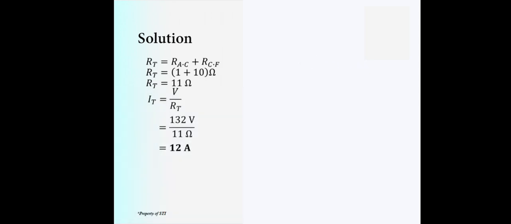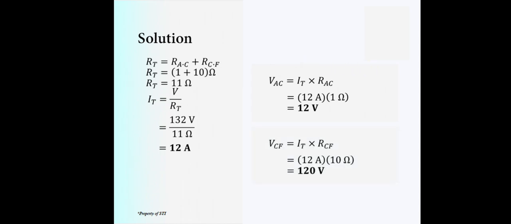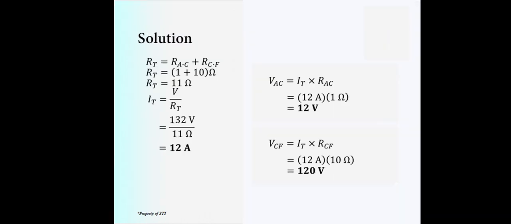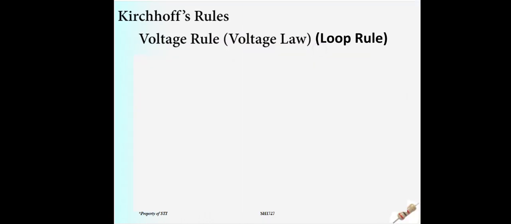And therefore, for the current we have 132 volts divided by 11 ohms. So therefore, we have 12 amperes. And the voltage from point A to C is simply 12 volts, and for the voltage from C to F, we have 120 volts. Okay? Naintindihan ba? So if you have questions, please leave comments or message me.